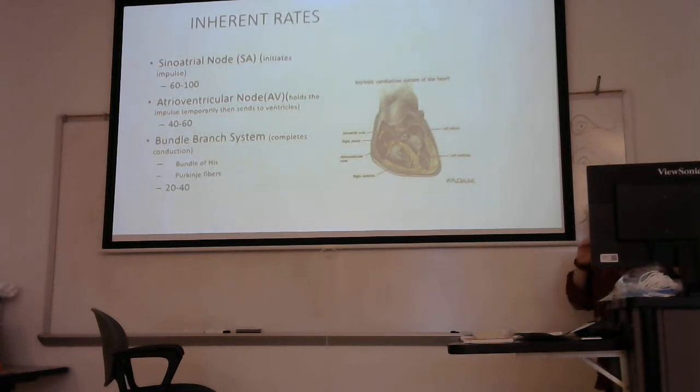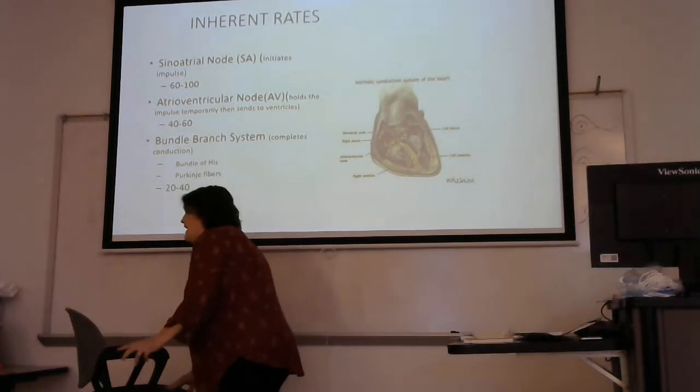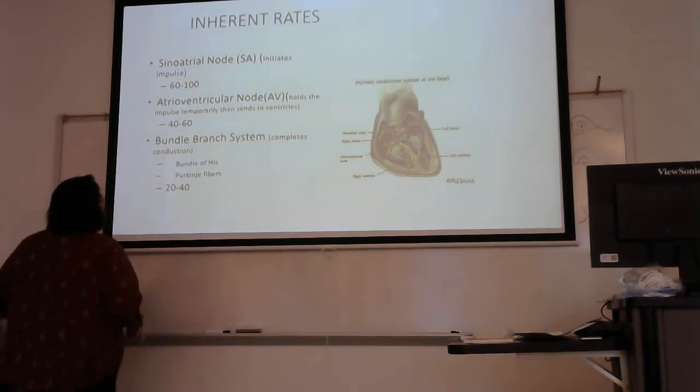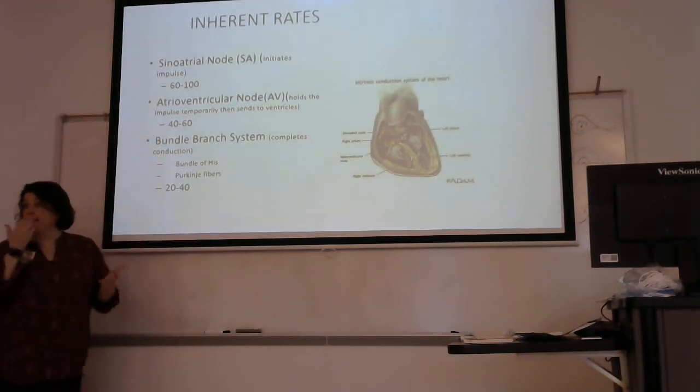So your SA node is where it all begins, guys. Your SA node is considered the dominant pacemaker of the heart. So when the electrical impulse initiates in the SA node, then the person will have a heart rate of 60 to 100 beats per minute.